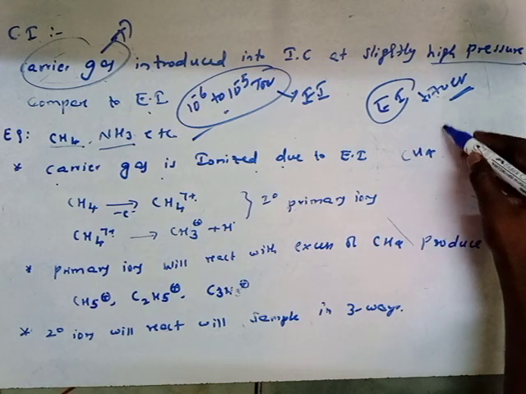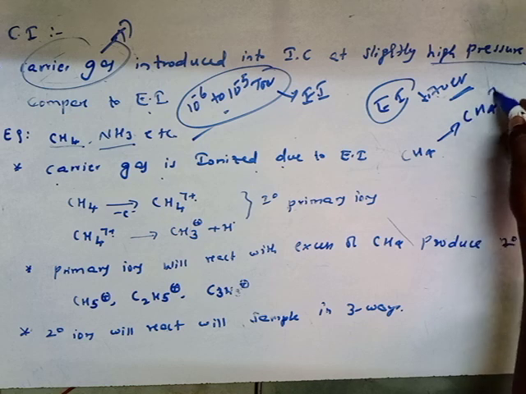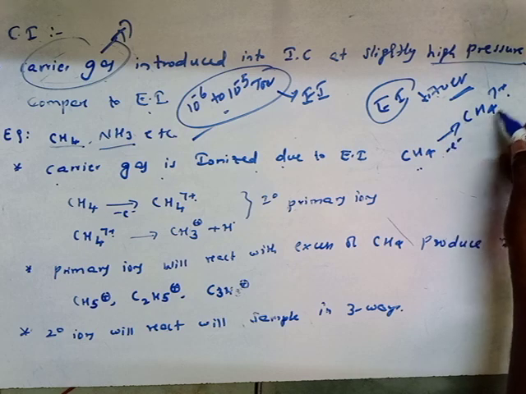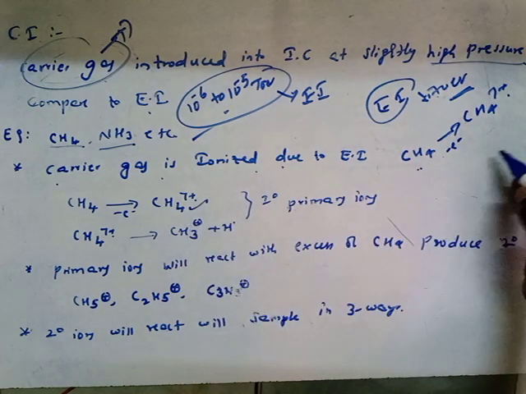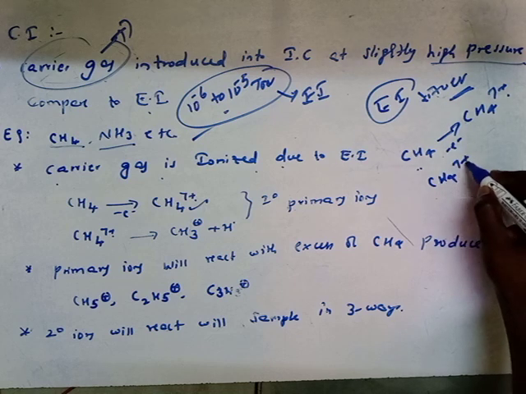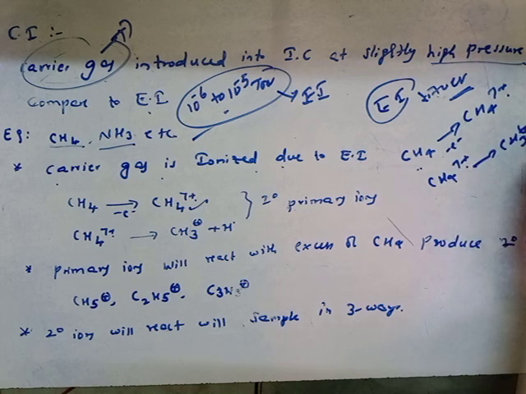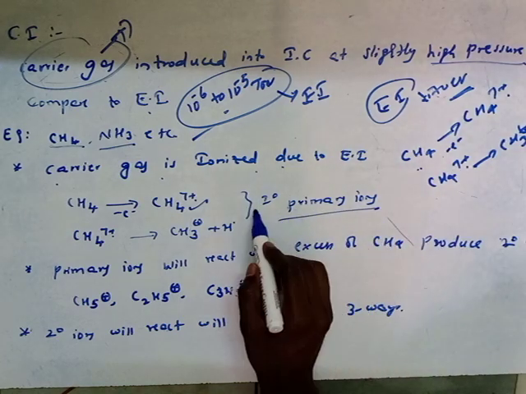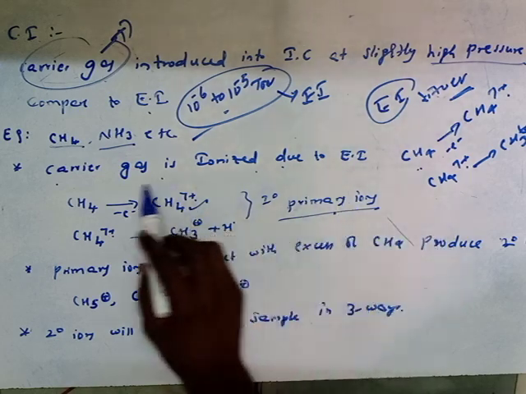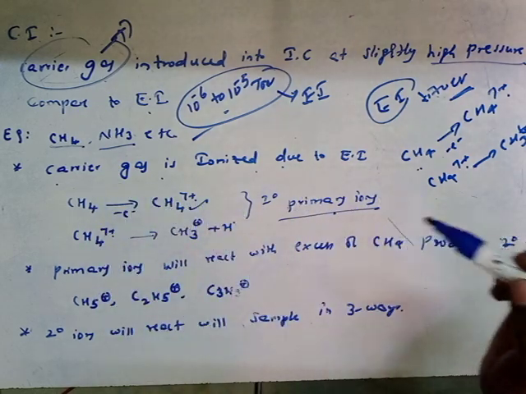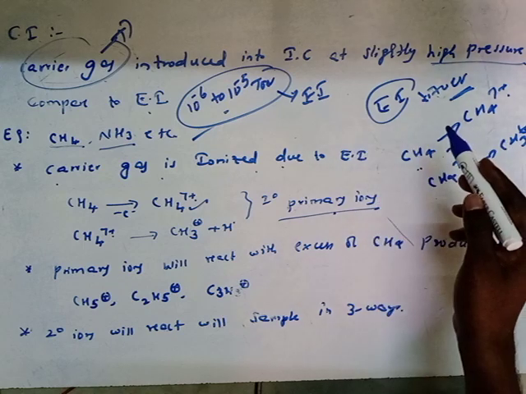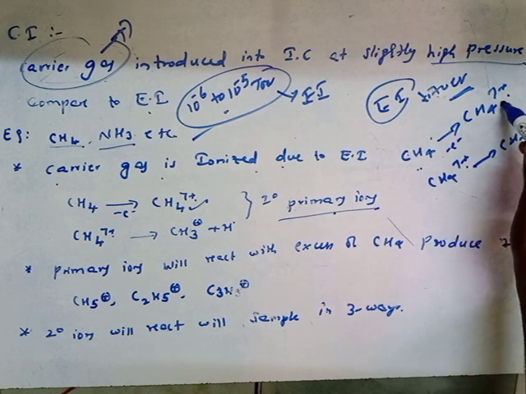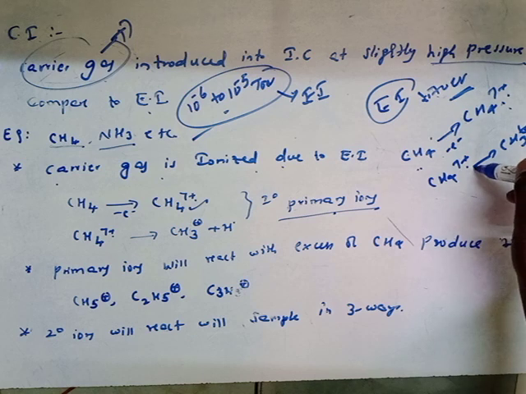Due to this 70 electron volt, the molecule loses one electron and is converted into the molecular ion. Then this molecular ion is further fragmented into a cation and a hydrogen radical, and the produced ions are known as primary ions. First, the carrier gas is introduced into the ionization chamber and irradiated with 70 electron volt by electron impact. Due to this, it is converted into the molecular ion and undergoes fragmentation.